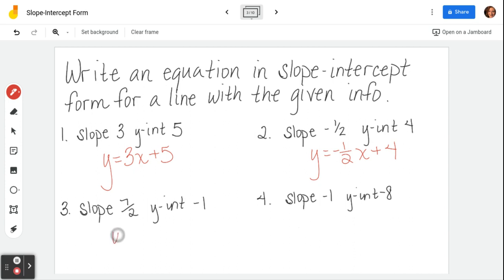Number 3, y equals, slope is 7/2, put an x with it. Y-intercept is a negative 1, so instead of putting a plus sign, I'm just going to put minus 1. And then finally, y equals, slope is negative 1, x, and then I have a minus 8. On this one, negative 1x is the same thing as just saying negative x, so both of those would be valid.